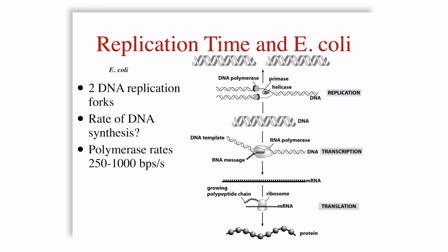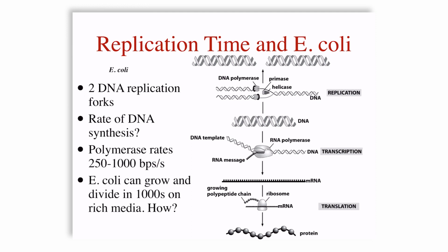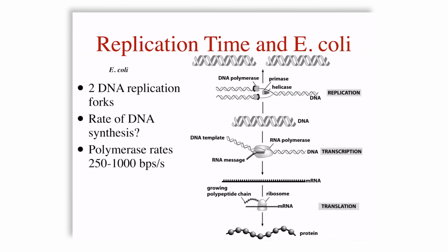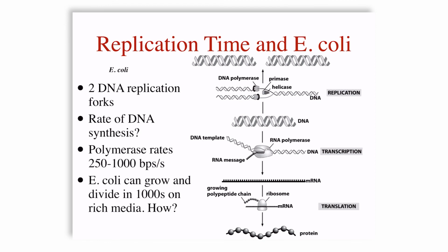So DNA polymerization rates are about 252,000 base pairs per second. That's very high, by the way. But E. coli can grow and divide in 1,000 seconds, which means that it takes more time for the DNA to replicate than it takes to divide. How can that happen? Turns out that E. coli fires more than one replication fork and in advance predicts its fate in the next generation, and therefore takes care of the lag.